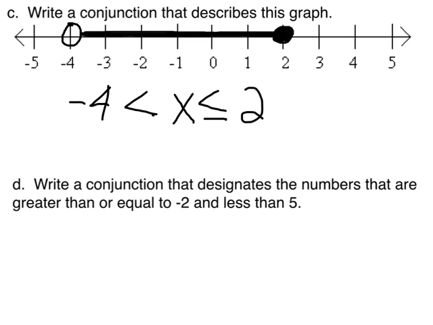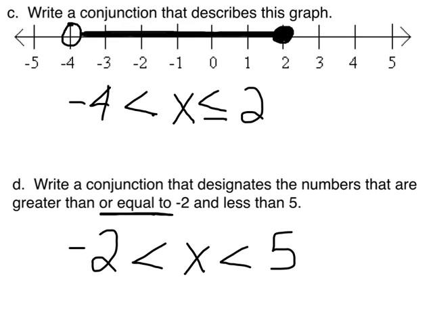This says in D, write a conjunction that designates the numbers that are greater than or equal to -2 and less than 5. So we're going to start with our x and our signs, our numbers, and it says or equal to -2, so I'm going to put an equal sign right there, but just less than 5, so there's no equal mark going to go under that less than sign.